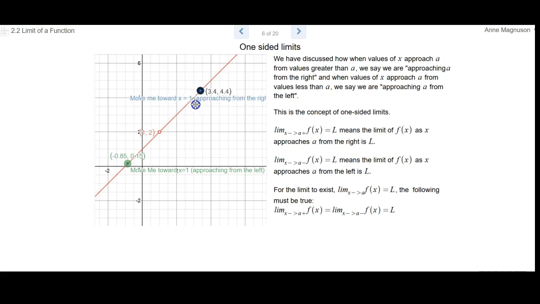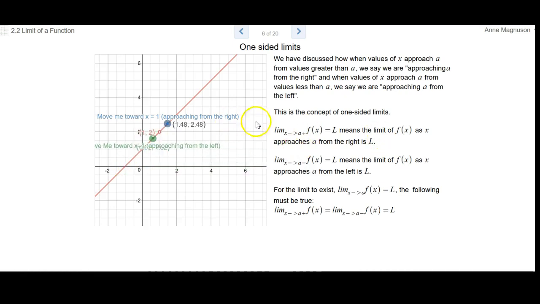So this was the concept of one-sided limits. I'm approaching from the right, my x values are getting closer to 1 from larger values, or approaching from the left. So that's the concept of one-sided limits. In that notation, you'll see the little superscript by the x value that's being approached, meaning from the right or from the left. Now for the limit to exist at x equals a, those one-sided limits have to exist themselves and be equal. For the limit to exist, the limit from the right has to equal the limit from the left.